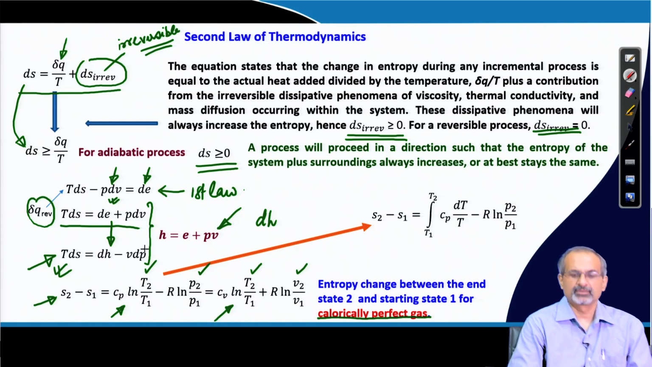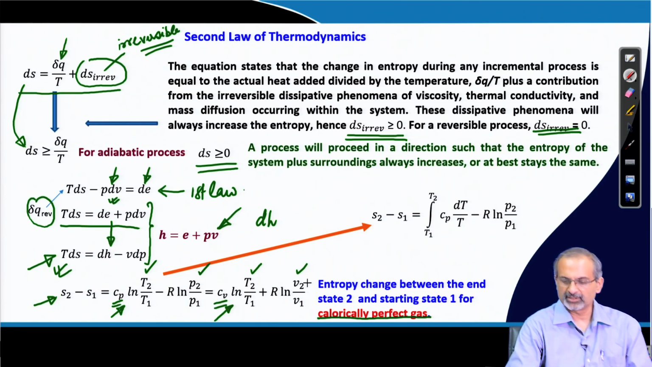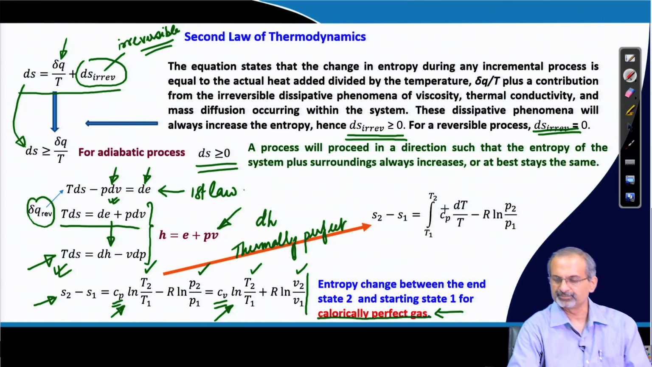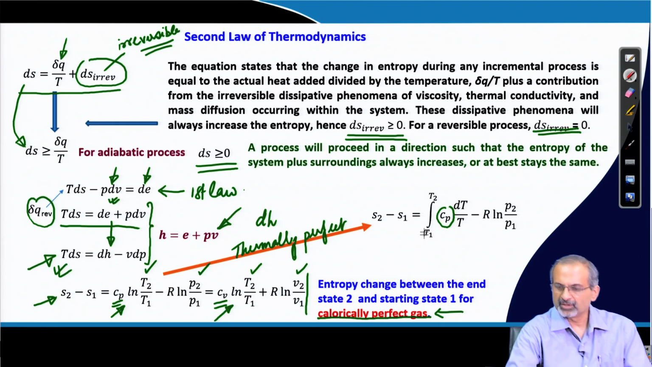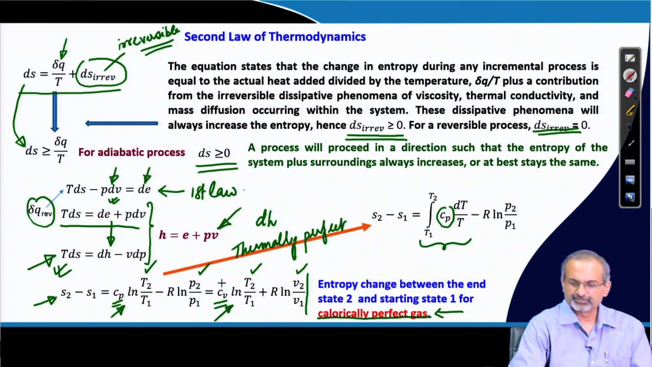When Cp and Cv are constant, the integration is simple enough. That is why you have these forms only for calorically perfect gas. If it is a thermally perfect gas, then the integration is not all that straightforward, because Cp will then become a function of temperature, for example, and therefore, you have to evaluate this integral. Similarly, the same thing will happen when it comes to Cv.